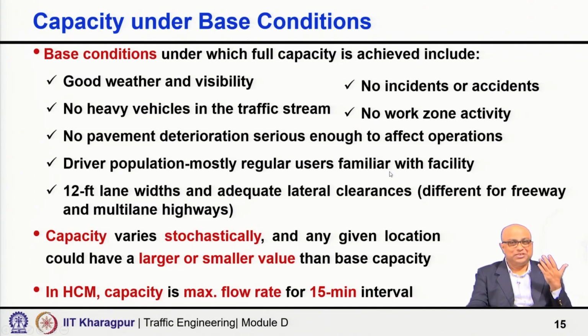The driver population is again homogeneous in that sense, and Highway Capacity Manual uses the unit of 12 feet lane widths and adequate lateral clearance. I have not mentioned it here because lateral clearance is slightly different for base condition in freeway segments and multi-lane highway segments. But all these define my base condition, almost like an ideal environment.